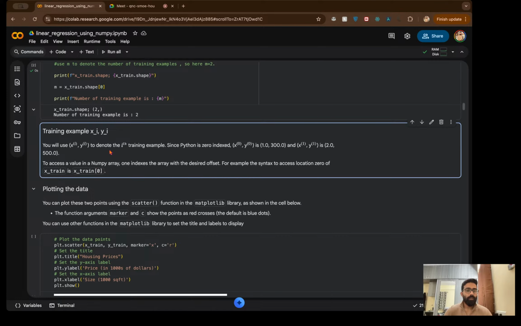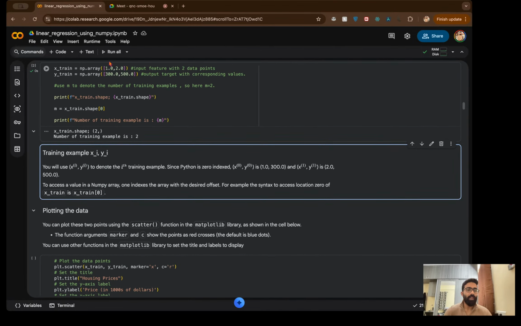To access a value in a numpy array, one indexes the array with the desired offset. For example, the syntax to access the location 0, we will use xtrain[0]. If I print xtrain[0], it will give me the value of 1.0, correct?